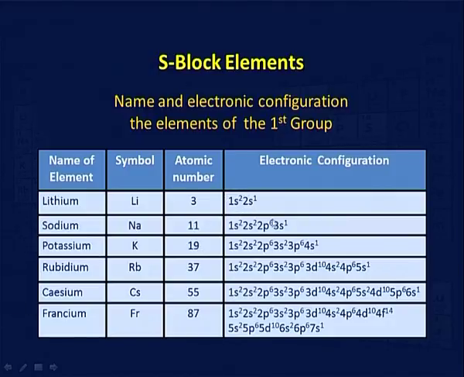Sodium has a configuration of neon, which is 1s2, 2s2, 2p6, followed by 3s1. So that is the configuration of sodium. Similarly, we have krypton, xenon and radon, which are noble gases, followed by the s1 configuration. Francium is of course radioactive, it does not exist like that, and it has a half life of 21 minutes.